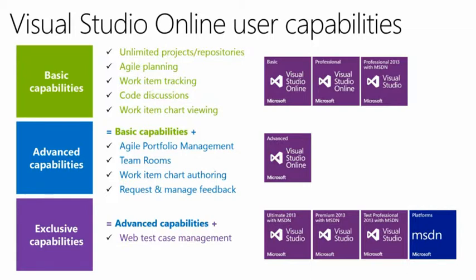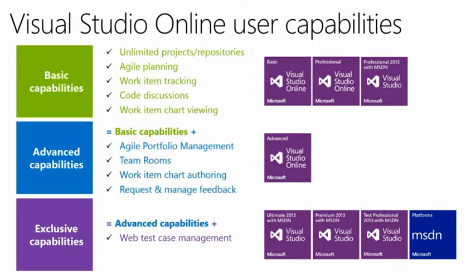MSDN. Now, we have one plan that actually gives you some advanced capabilities that are on top of the basic capabilities. So you think about agile portfolio management, team rooms, work item chart authoring, and requesting and managing stakeholder feedback. And that's available with the Visual Studio Online Advanced Plan.